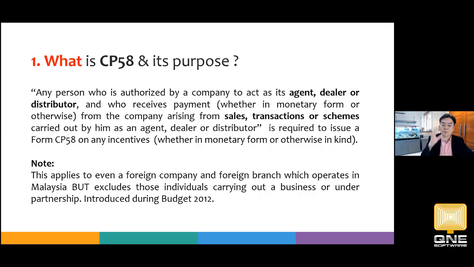In order for us to apprehend, CP58 is actually an incentive received from your sales transaction or any scheme that you have with your trading partners. Whether you're acting as an agent, dealer, or distributor, only then will you see how this will help you. There's a small note at the bottom of our slide that this applies even to a foreign company with a foreign branch which operates in Malaysia, but excludes individuals who carry out business or are under partnership. This is actually a measure that was announced during Budget 2012. So this is the footnote, and this is the first part of what is CP58.